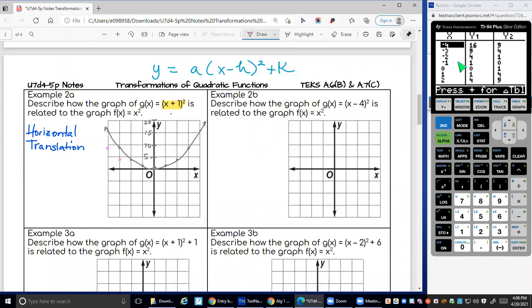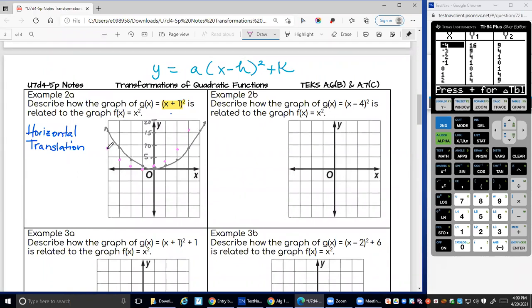Hopefully you see where I'm pulling this from, right? -2 and 1. And -1, 0. And then 1, 4, and 9. So I got a little symmetry going on right here. And pulled this one over here, right?